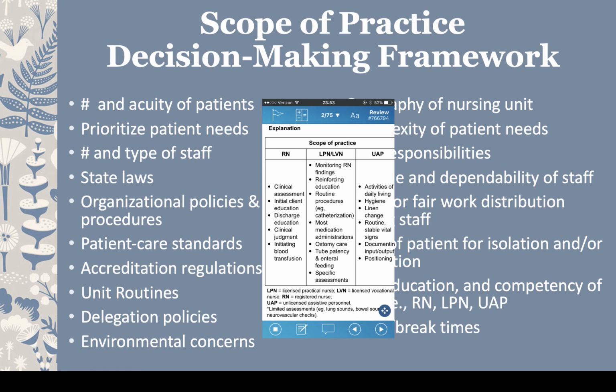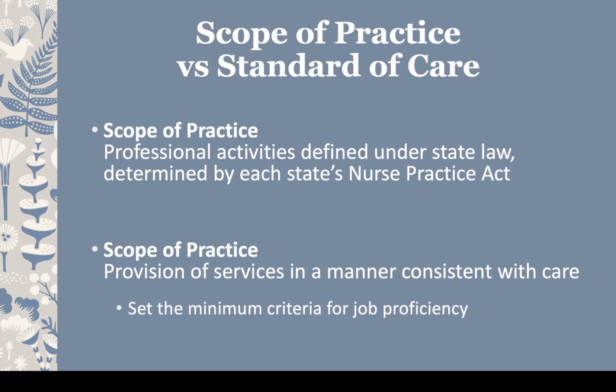So scope of practice, this is the decision-making framework. An example is an RN is responsible for clinical judgment. Another example is we're responsible for client education, discharge education, and clinical judgment, such as whether or not a patient is stable enough to give a blood transfusion. And these are all the frameworks. So it can be determined by acuity of patients, prioritizing patient needs, state law, policies and procedures, patient care standards, accreditation, and then what is scope of practice versus what the heck is standard of care?